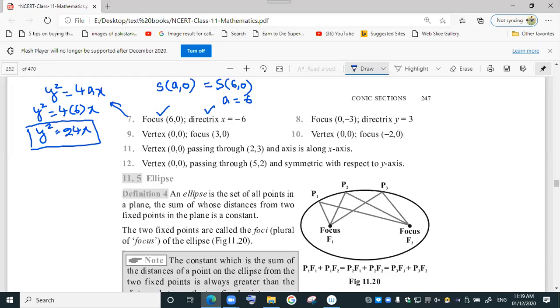So you have to see which type of parabola this is. Now directrix is y is equal to 3. That means it is parallel to the x-axis.